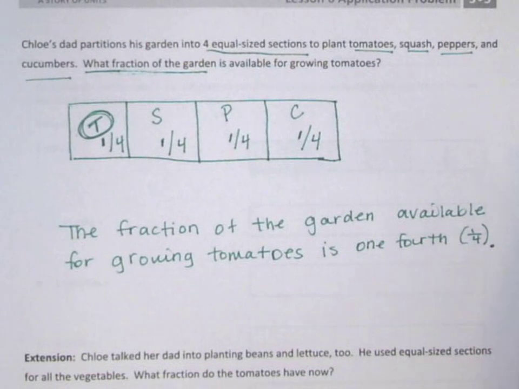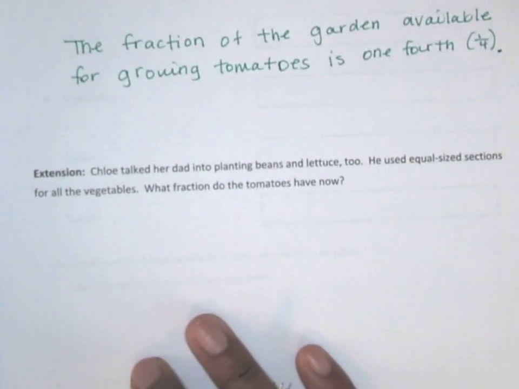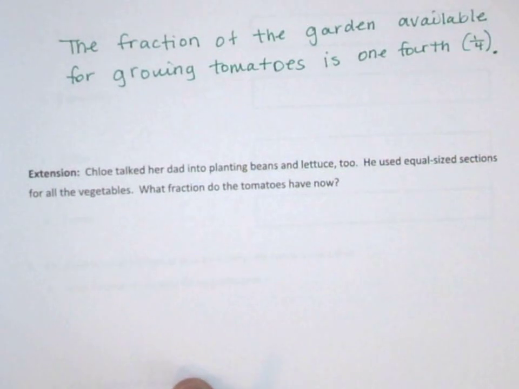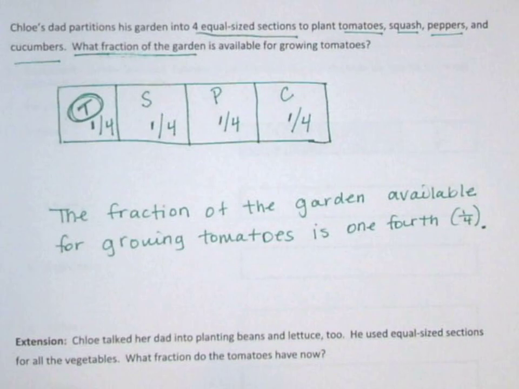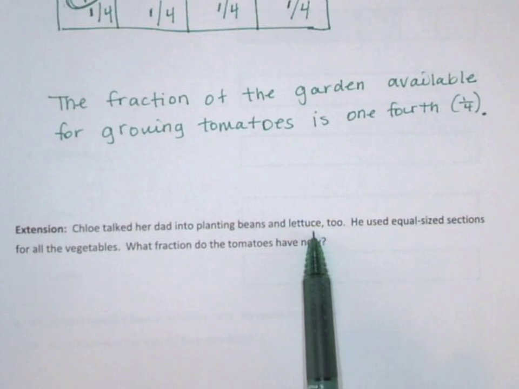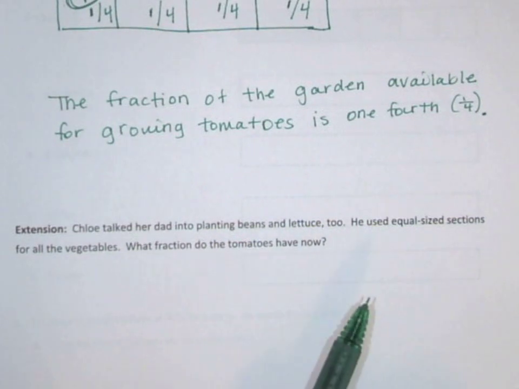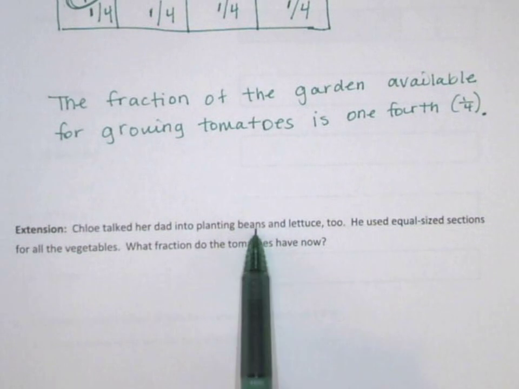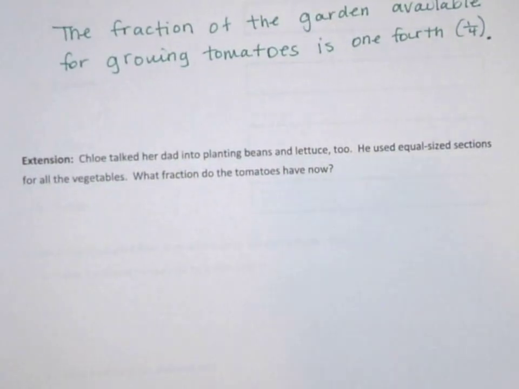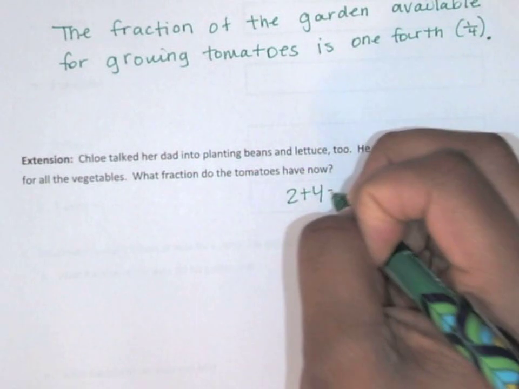Okay. Now there's a second part here at the bottom. It says Chloe talked her dad into planting beans and lettuce too. He used equal size sections for all the vegetables. What fraction do the tomatoes have now? So at first we had tomatoes, squash, peppers, and cucumbers. And now they're adding beans and lettuce too. So how many total plants do we have? If we have 2 here and 4 here, how many total plants do we have? That's 2 plus 4, which equals 6.